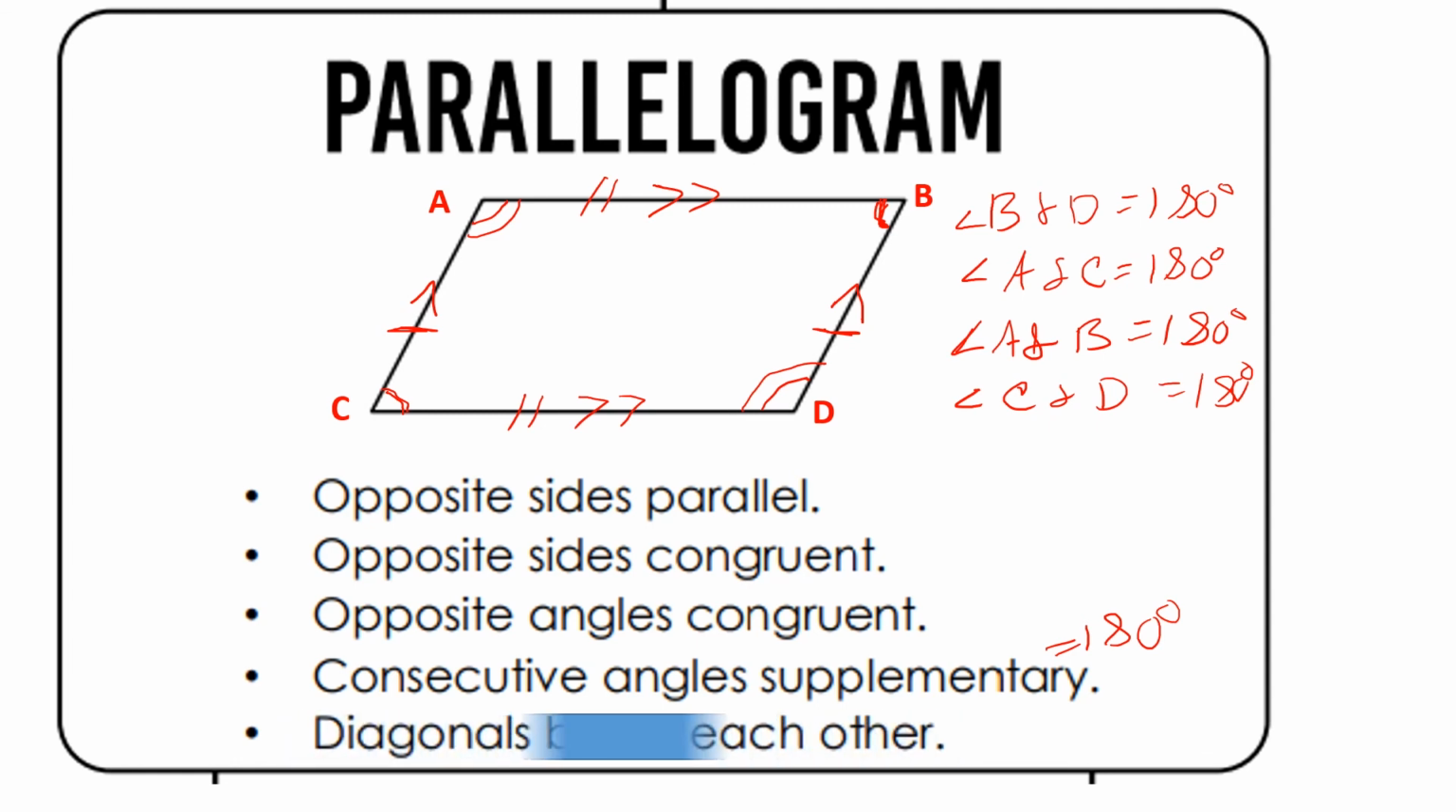All right. And last, we have diagonals bisect each other. So my diagonals are AD and CB. They bisect each other, meaning they cut each other in half equally. So we could say that this portion here, these two segments are congruent, as well as these two. Let me put a letter here. Let's call this E in the center. So we could say that AE and ED are congruent, and CE and EB are congruent. So these are our properties of parallelograms.